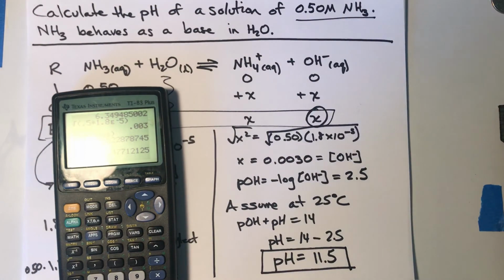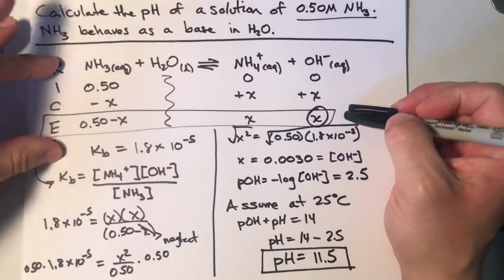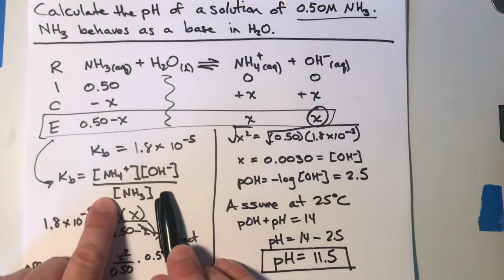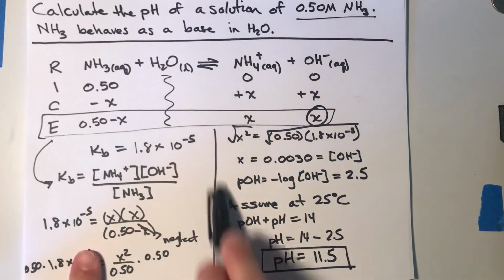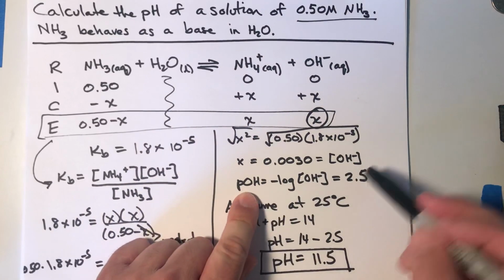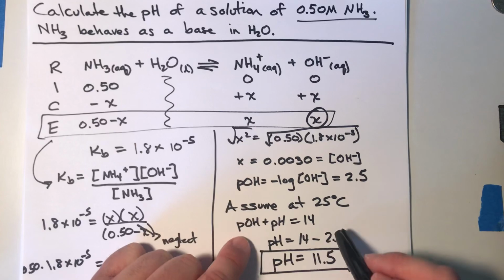So when you're encountering these problems, the first thing to do is to write a RICE table. After that, write your Kb expression, plug your values from the RICE table into the Kb expression, do all the math, and double check what you've been asked to do. Don't just say, oh, I got x, I'm done. Find the pOH, convert that to pH.